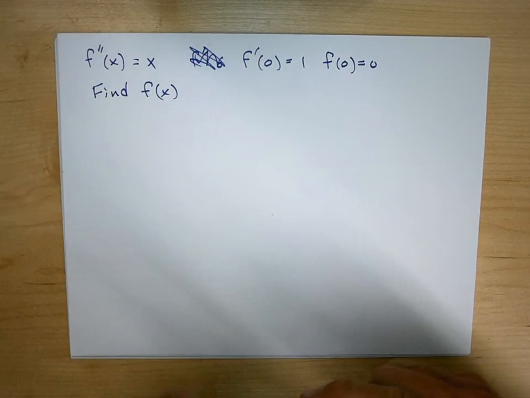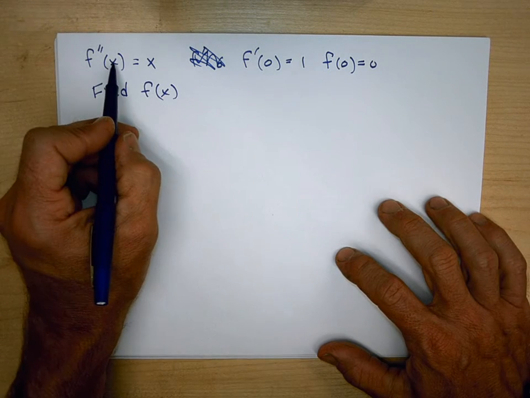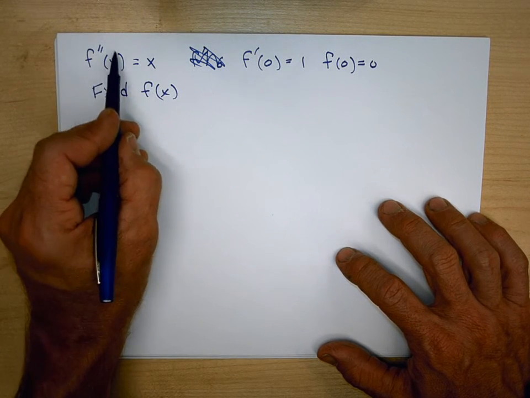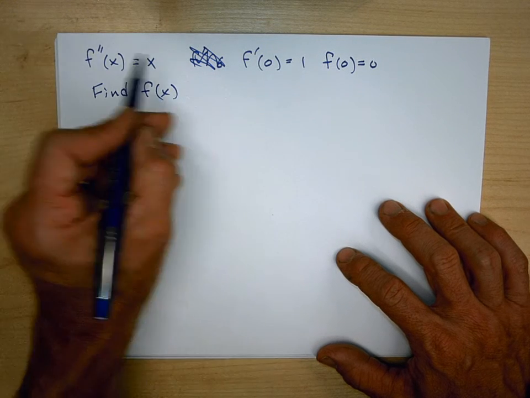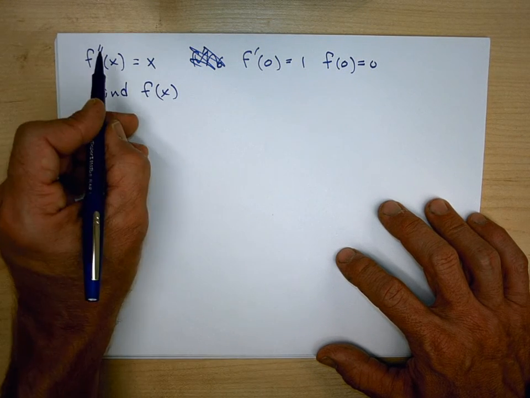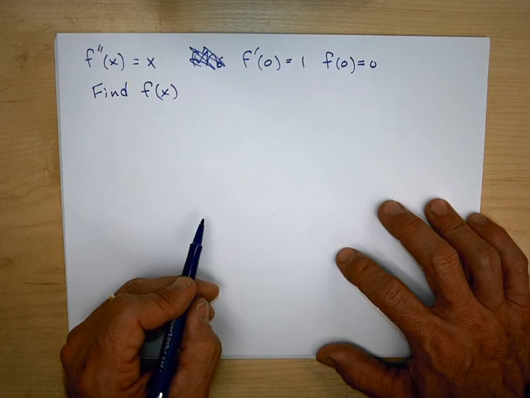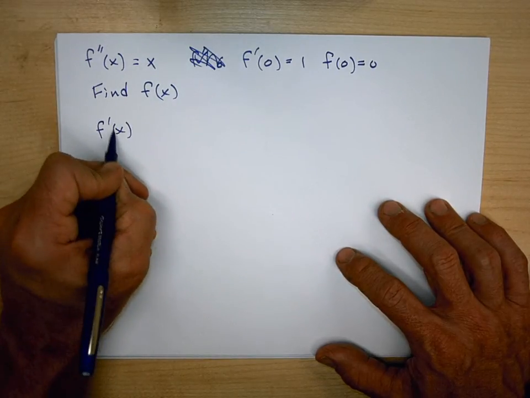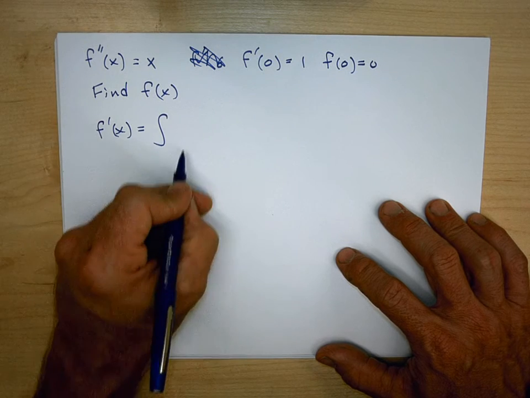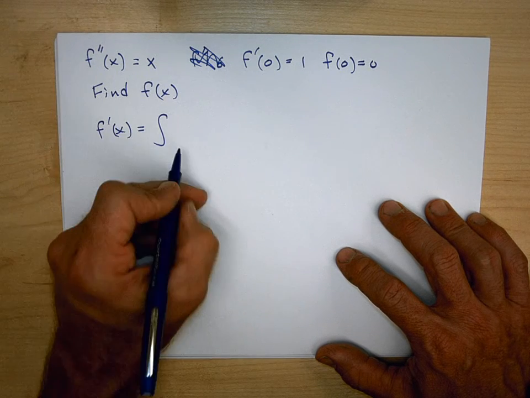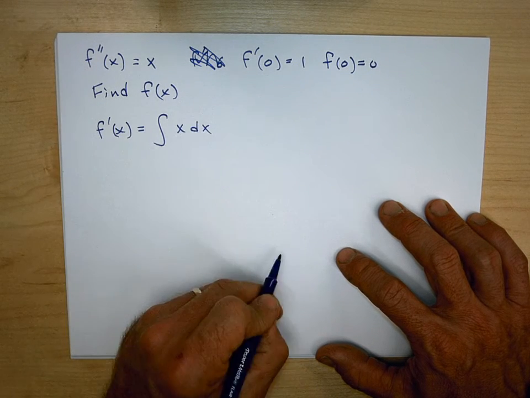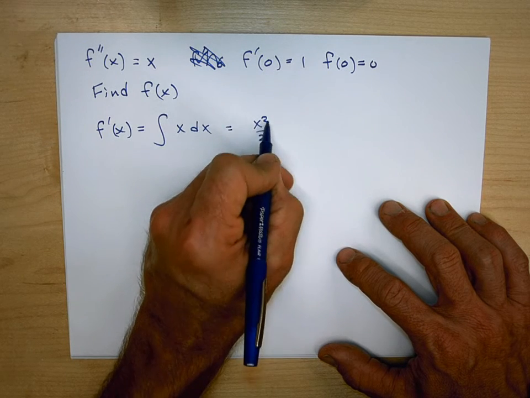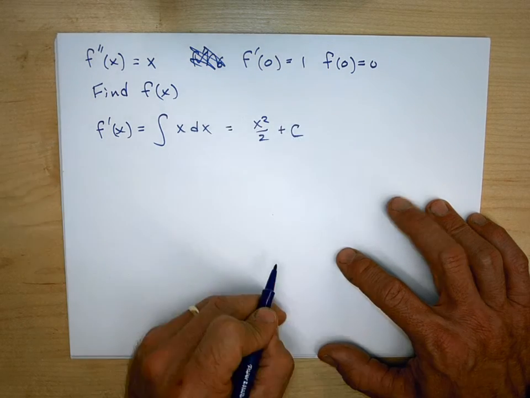The first thing is to recognize that there's this relationship between f prime and f double prime, where the second derivative is the derivative of the first derivative. So the way to find f prime is to take the antiderivative of f double prime. So f prime of x is the integral of the second derivative, or x. That's x squared over 2 plus c. That's f prime of x.